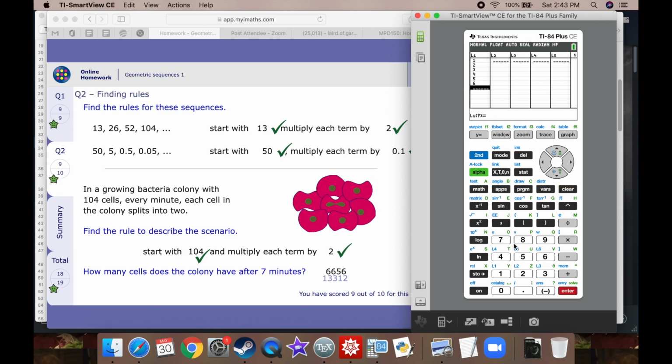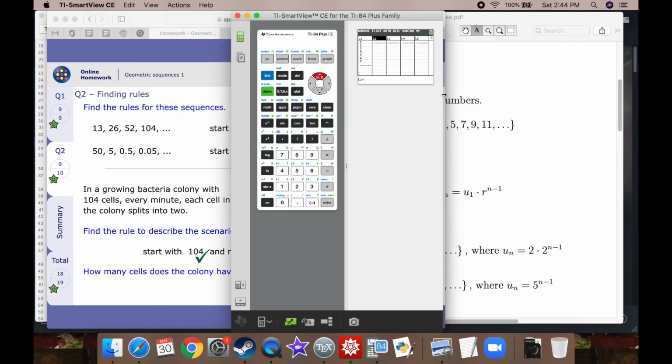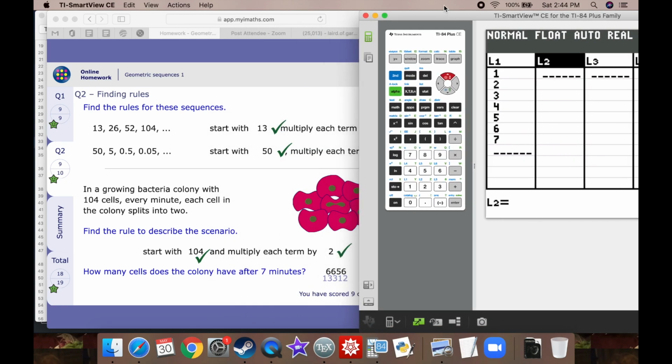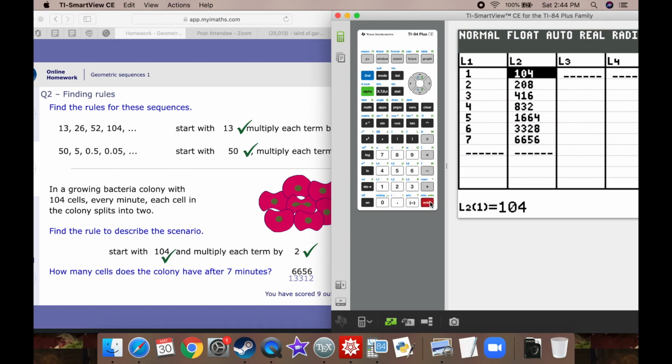Yep, 6. I think someone programming the website might have made a little mistake. All right, let's prove someone wrong, because either I'm wrong or they are wrong, and I don't think it's me. Okay, so here we go. The first term is 104. We're going to multiply this by 2, and we're raising it to the power of n minus 1. Yep. So as you can see, at the 7th minute, we're going to hit 6656.